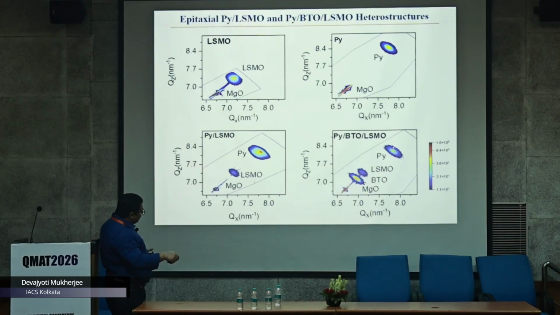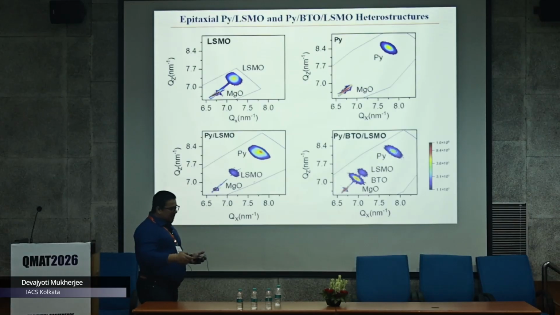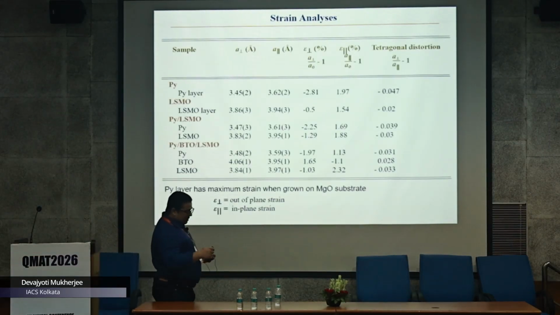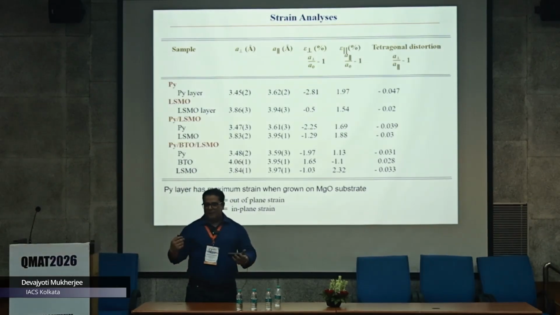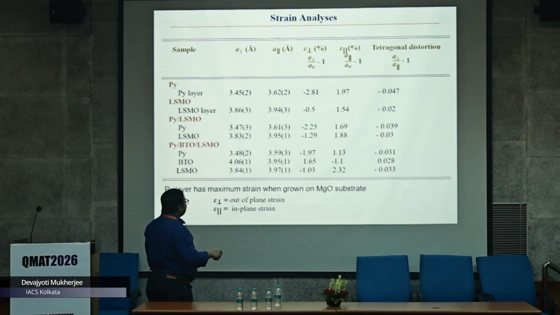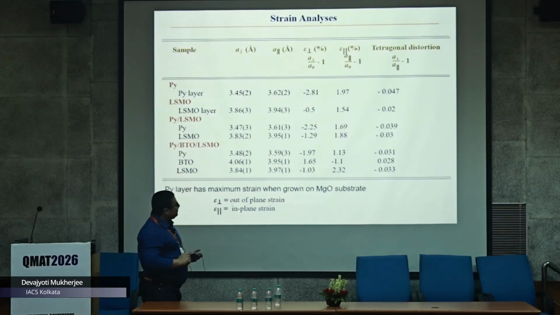And as you can see, as the number of layers increases, they don't really fall on a single line, because the strain between them increases. But eventually they were all single crystalline. And we also calculated the in-plane and out-of-plane lattice parameters. And once you get the lattice parameters, you can also calculate the strain in these structures. Okay?